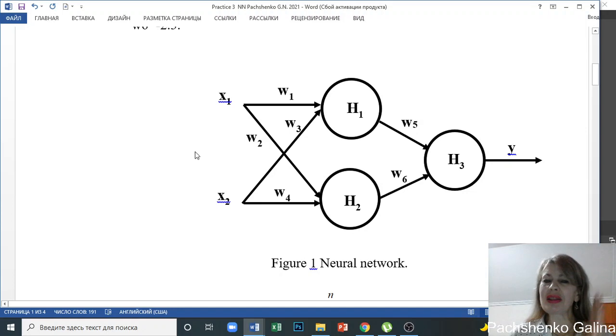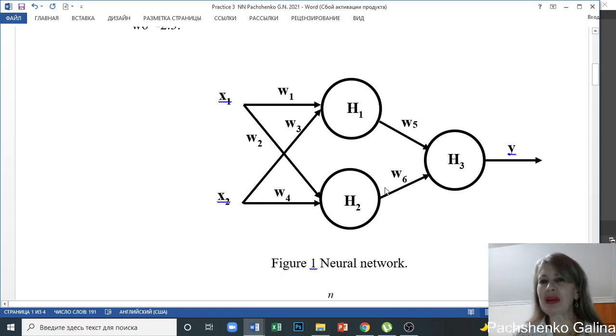Sometimes they say that these inputs are like an input layer, but it's not a layer, it's just inputs. Okay, we count like this: layer 1 with 2 neurons and layer 2 with 1 neuron. Okay, here we have connections. Each connection has a weight: W1, W2, W3 and W4, W5 and W6.